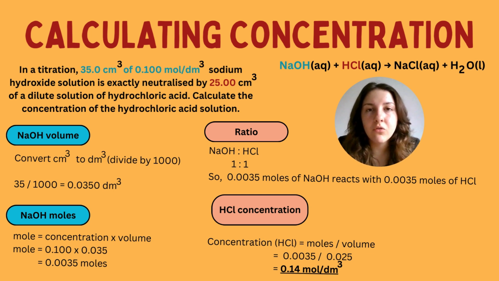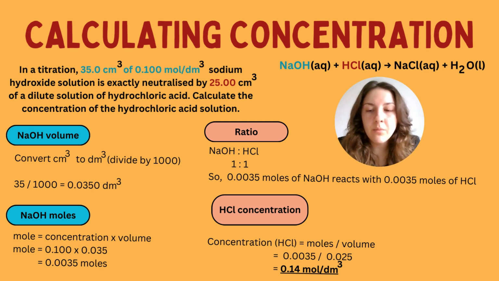Well, the first step is to convert our units for volume, because we have a volume in centimeters cubed, and as you can see, concentration is measured in moles per decimeter cubed. So that's the first step. What we need to do is convert centimeters cubed to decimeters cubed by dividing by 1,000. So if we do 35 divided by 1,000, we will get an answer of 0.0350 decimeters cubed. And that's the first little bit. So that's the conversion of that volume.